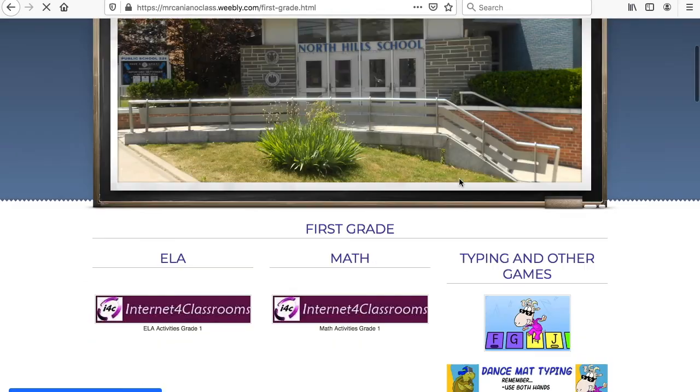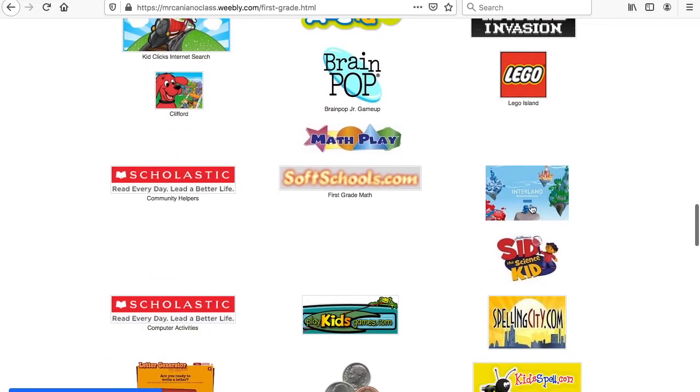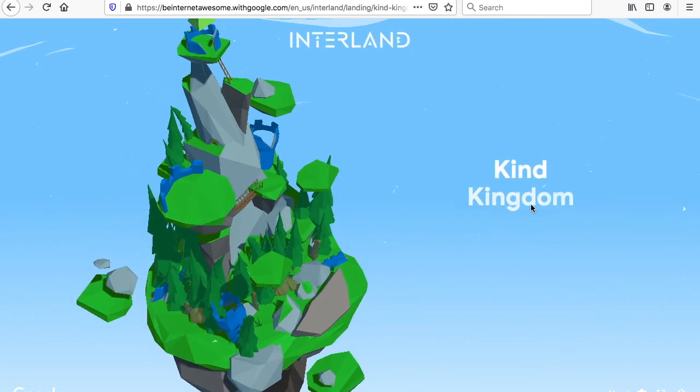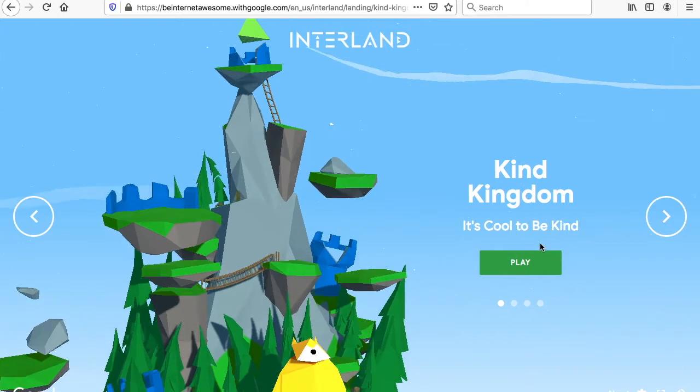We're going to scroll down, and we're going to go to Interland here. Interland, the internet safety game right over here. And there's different games to play about internet safety on Interland. Today we're going to play Kind Kingdom. It's cool to be kind.